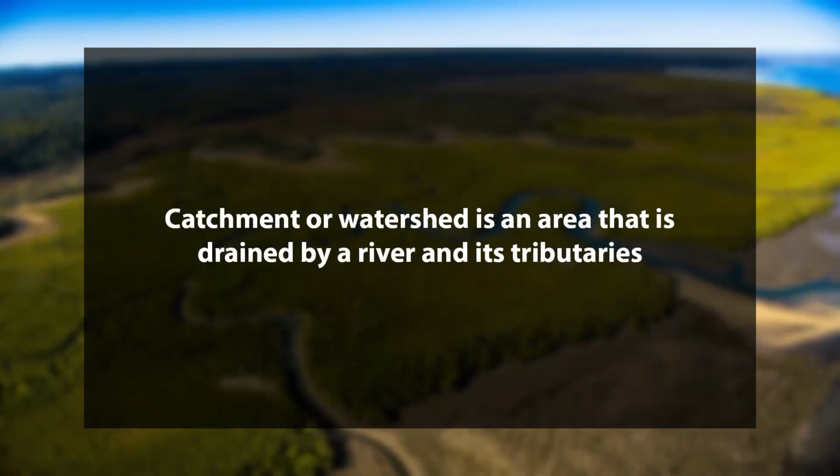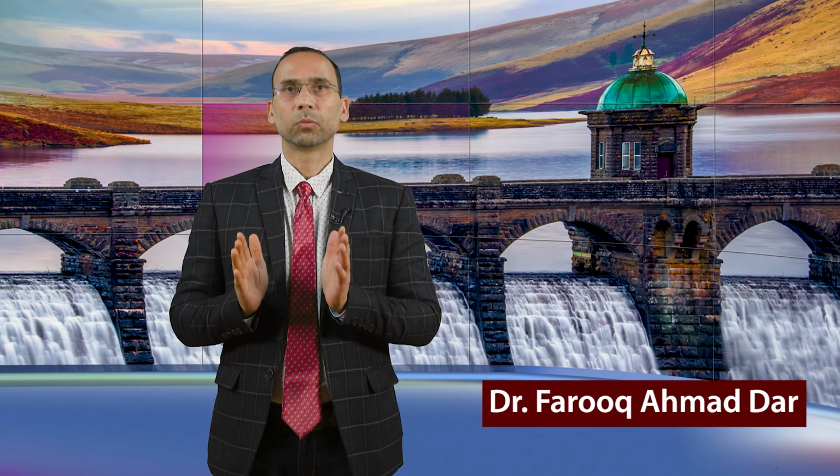Catchment or watershed is an area that is drained by a river and its tributaries. The precipitation over this area is distributed into different components. Runoff is the volume of water that flows over the surface after the soils and surface depressions are saturated. The runoff water from all parts of the watershed reach a stream and becomes part of its natural flow.